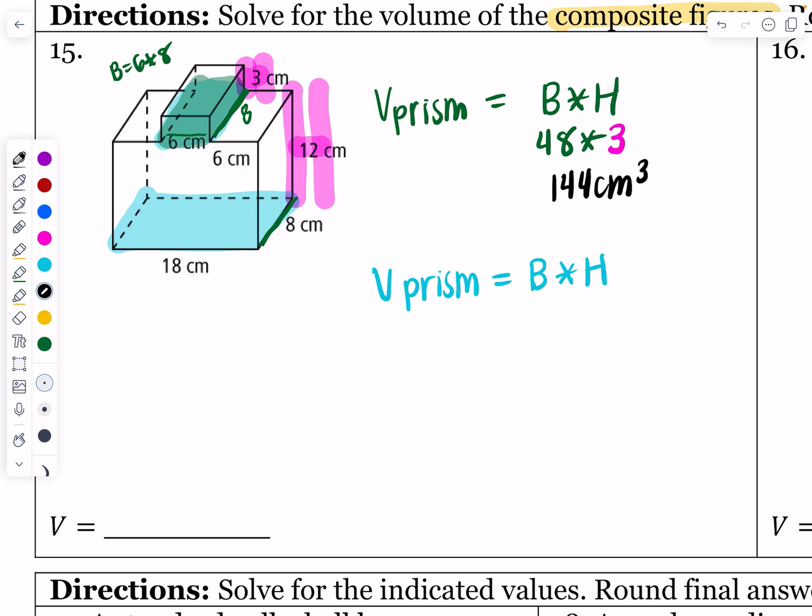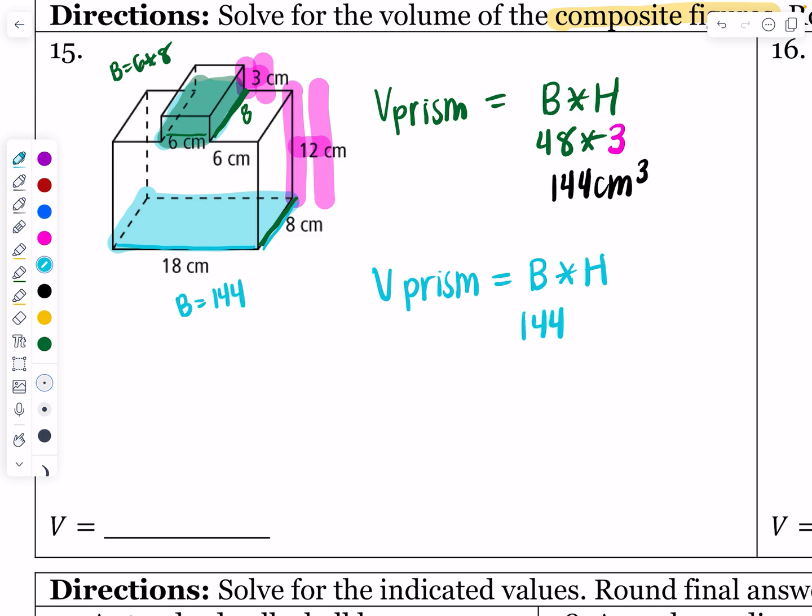Okay, so now we're going to do the exact same thing. We're going to find the volume of the blue prism. So let's go ahead and do that. What is the volume of the blue prism? Well, this is an 18 by 8 rectangle. So that's going to be the base equals 18 times 8 in blue. That's going to give me a base of 144.